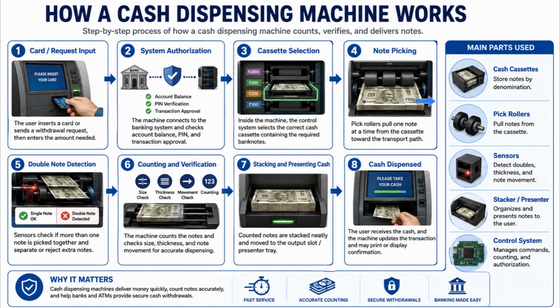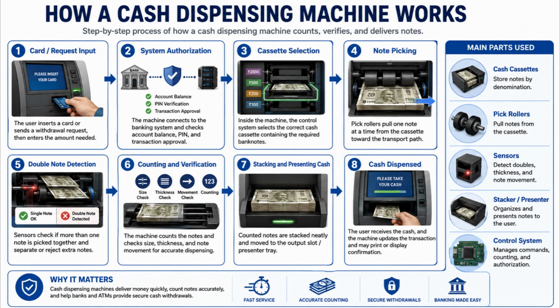Pick rollers pull one note at a time from the selected cassette and move it toward the transport path inside the machine. After that, sensors check whether only one note has been picked. If two notes are stuck together, the double note detection system identifies the problem and separates or rejects the extra note. Next, the machine counts and verifies the notes.